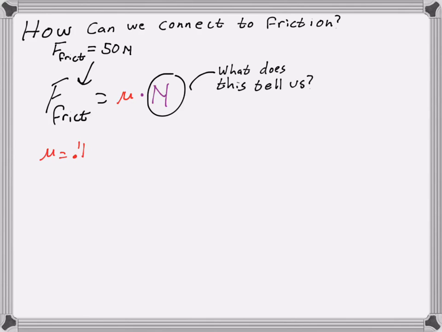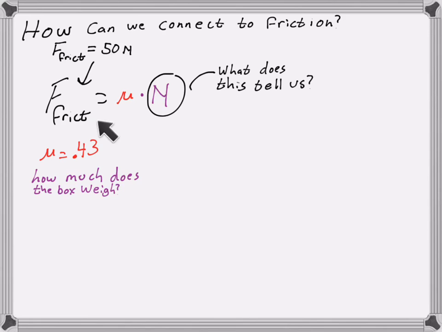So let's say that mu, or the coefficient of friction, or how rough the surface is, is 0.43. This is one of the few times there is no unit. Coefficient of friction does not have a unit. Very important. Put that in your notes. So the question is, how much does the box weigh now? What are we figuring out? We're figuring out normal force.